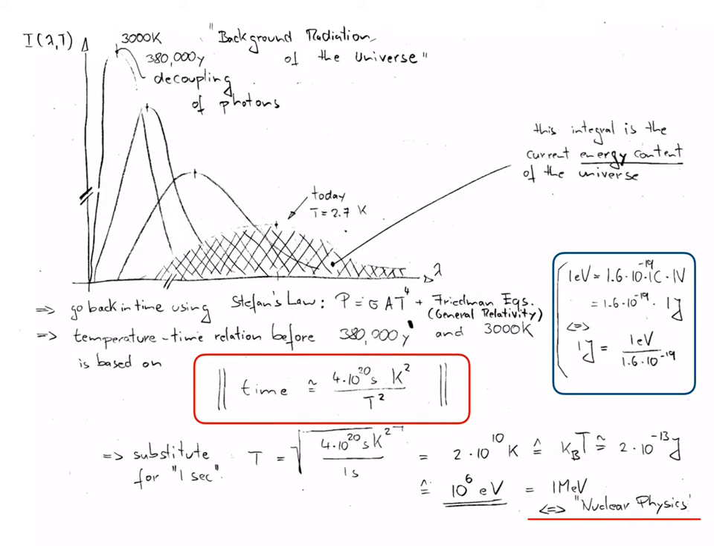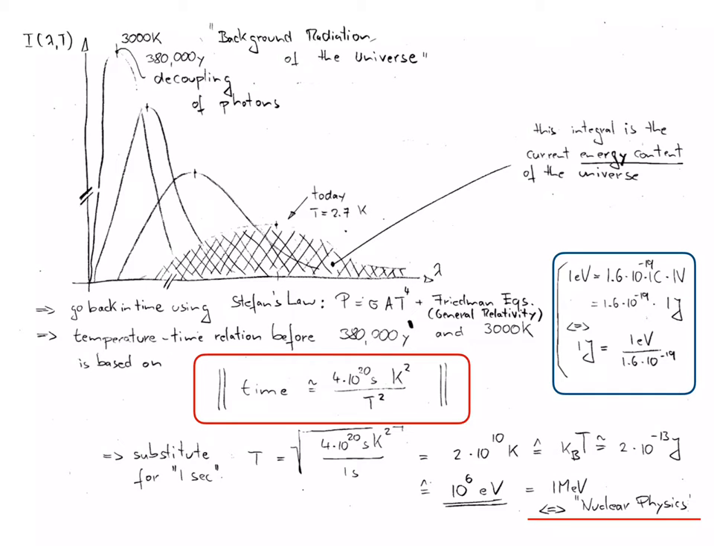Let us apply this relationship between time and temperature to the first second of the universe. Let us see what typical energy we obtain at that time of its history. In order to achieve this, we have to rearrange the equation so that the temperature is given as the square root of 4 times 10 to the 20 seconds times K squared divided by time, and we substitute here with 1 second. This gives us a temperature of 2 times 10 to the 10 Kelvin.